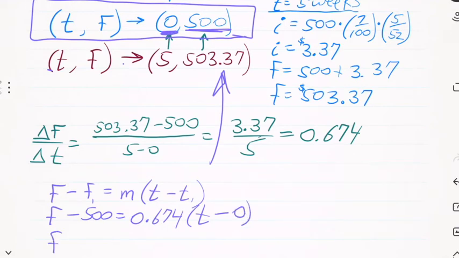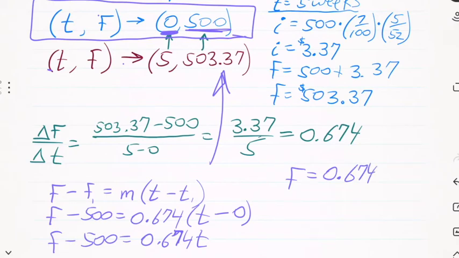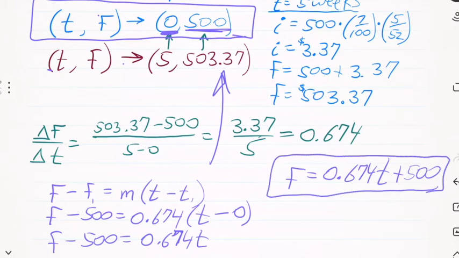So this is going to give me f minus 500 is equal to 0.674t, that's a 7. And then I'll have to add 500 across. So my final answer is going to be f equals 0.674t plus 500. And then we can use this formula to find the future value, and it has interest built into it. So basically, you're earning 67 cents, or you have to pay 67 cents of interest per week.